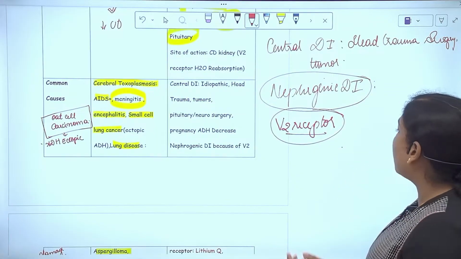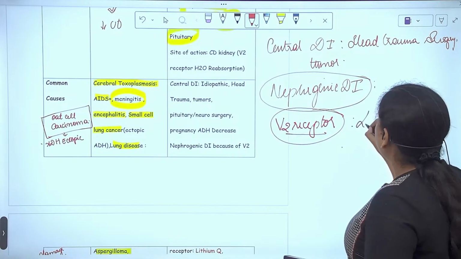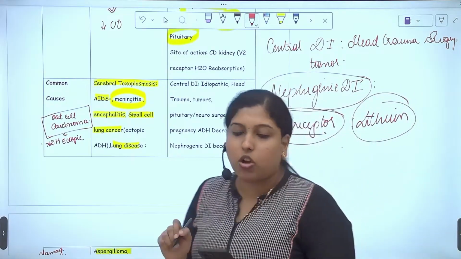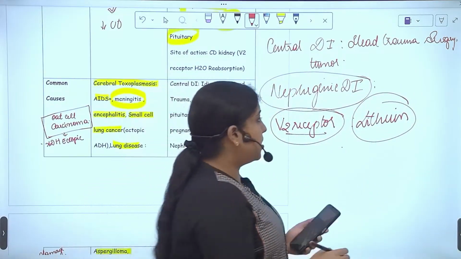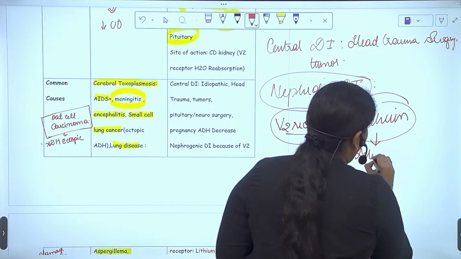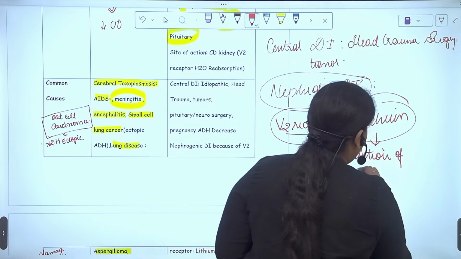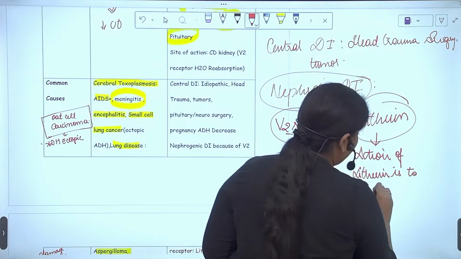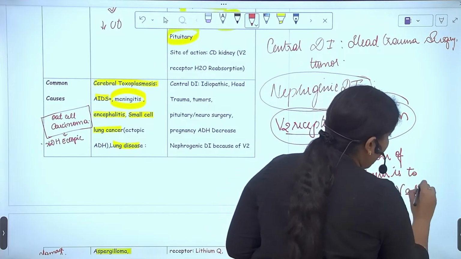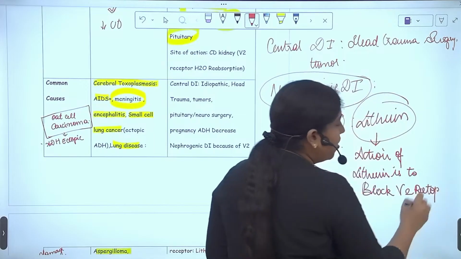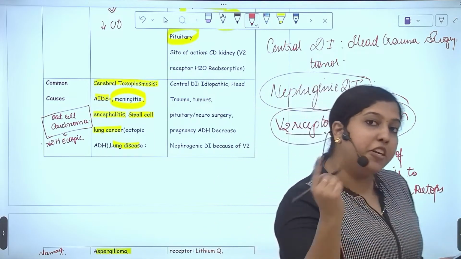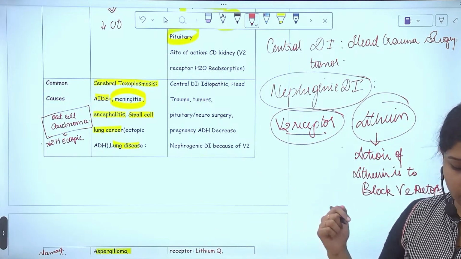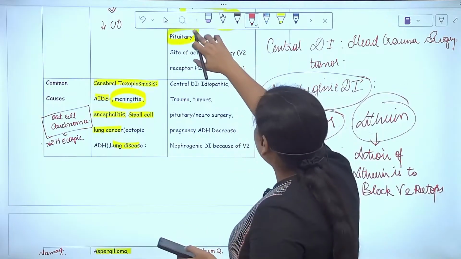So what are the precursors of nephrogenic diabetes insipidus? First is lithium. The action of lithium is to block your V2 receptor. So ultimately, if you block V2 receptors, what happens? Even though I have a good amount of ADH, if V2 receptors are not working properly, the ADH cannot be utilized properly. So that is one of the reasons.